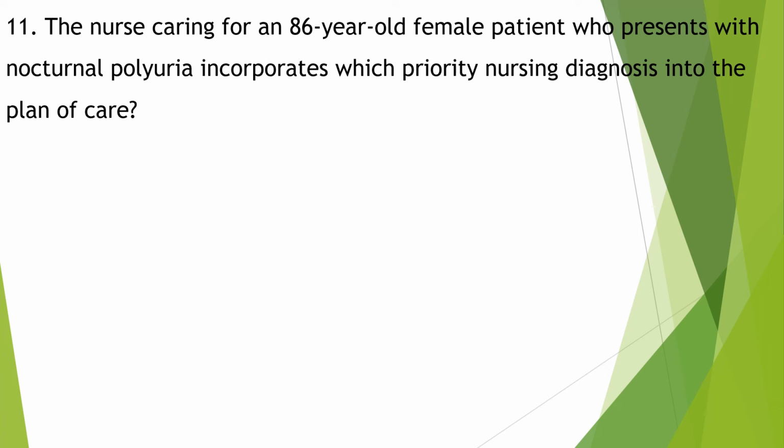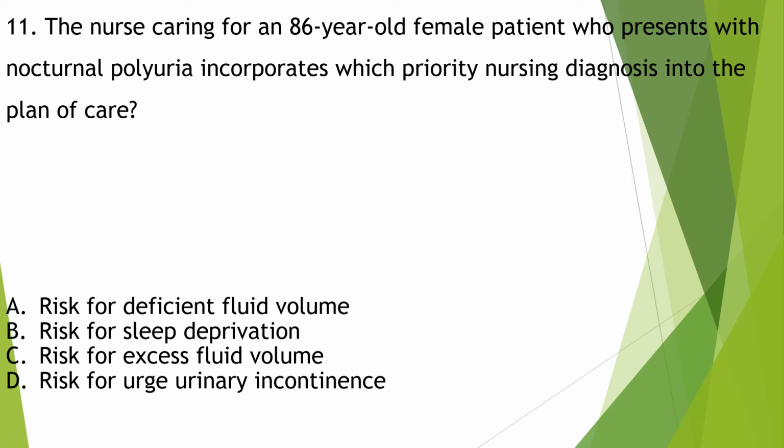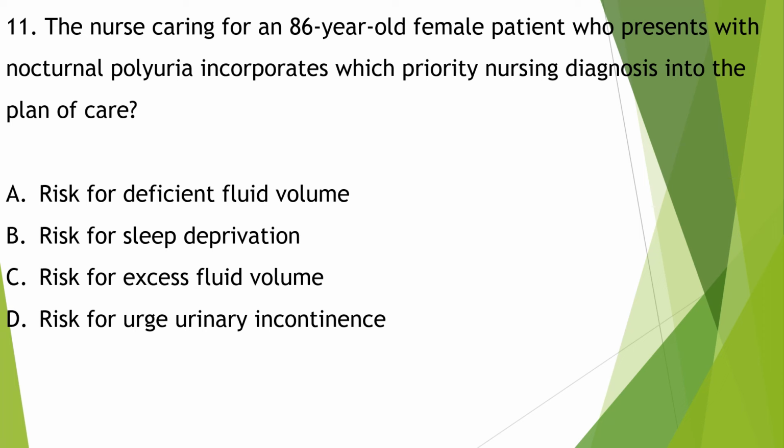The nurse caring for an 86-year-old female patient who presents with nocturnal polyuria incorporates which priority nursing diagnosis into the plan of care? Risk for deficient fluid volume, risk for sleep deprivation, risk for excess fluid volume, risk for urge urinary incontinence. Nocturnal polyuria, voiding frequently at night, indicates that the patient is producing poorly concentrated urine.